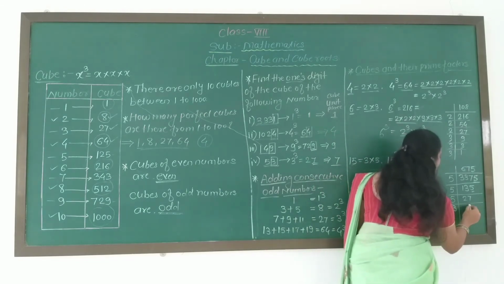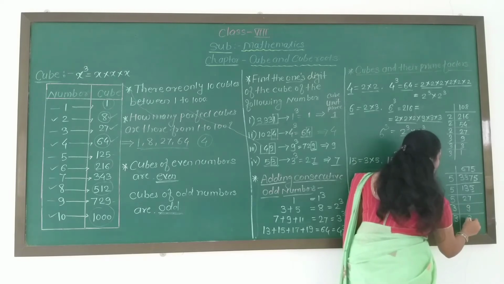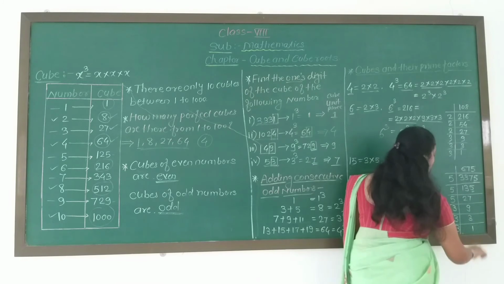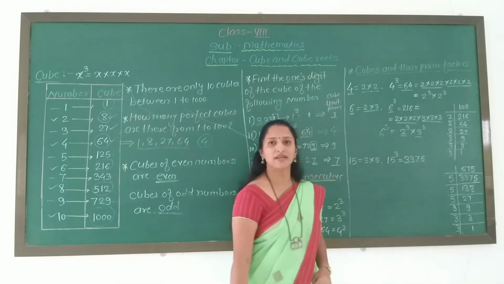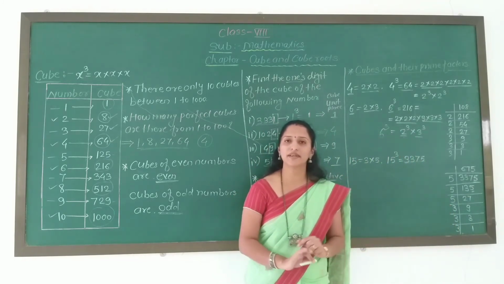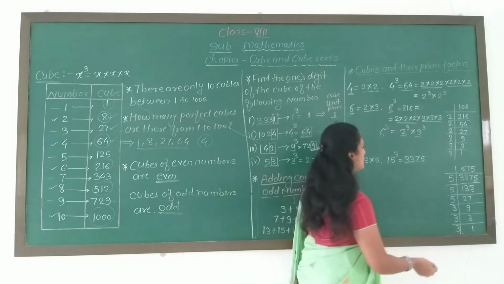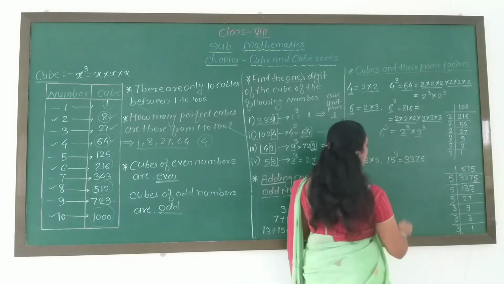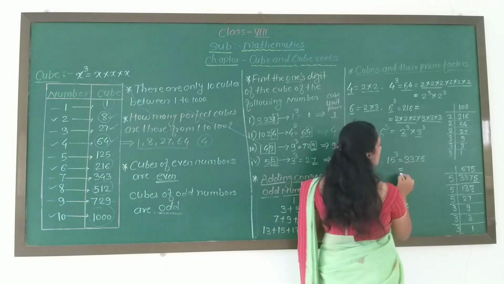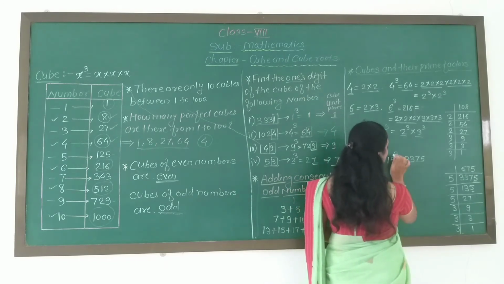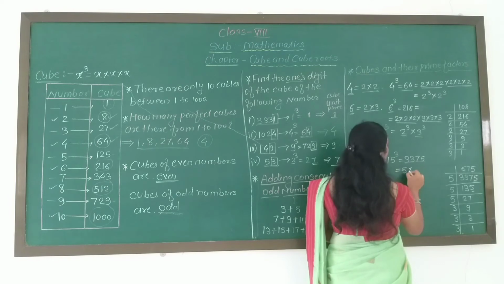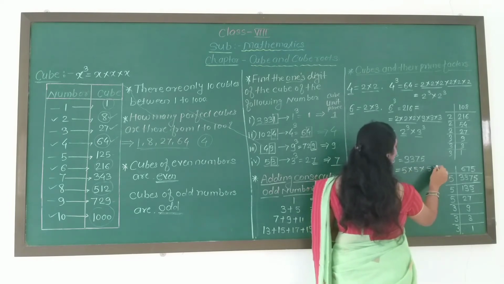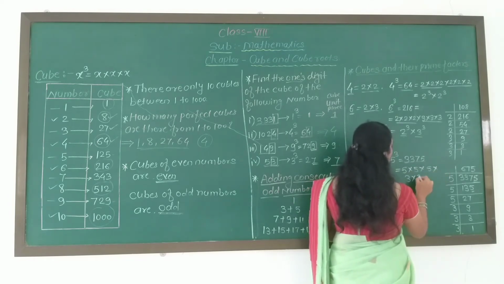So 3 nines are 27. Again 9 is divisible by 3. 3 threes are 9. Again this number 3 is divisible by 3. 3 ones are 3, and now the remainder is 0. So that means 5 into 5 into 5 into 3 into 3 into 3. So we write here, prime factors of 3375 is equal to 5 into 5 into 5 into 3 into 3 into 3.